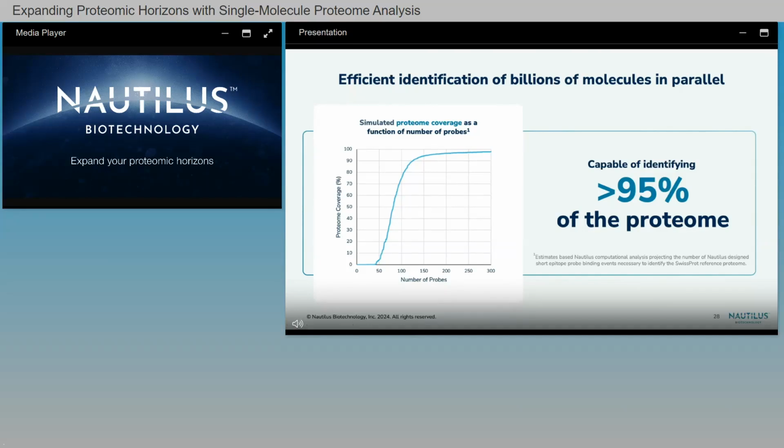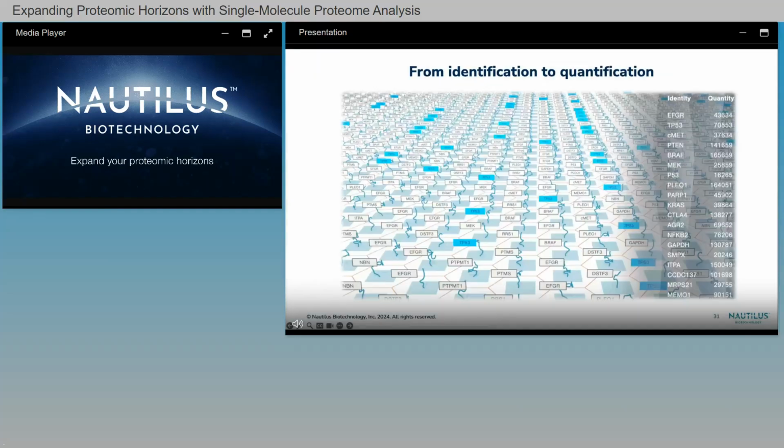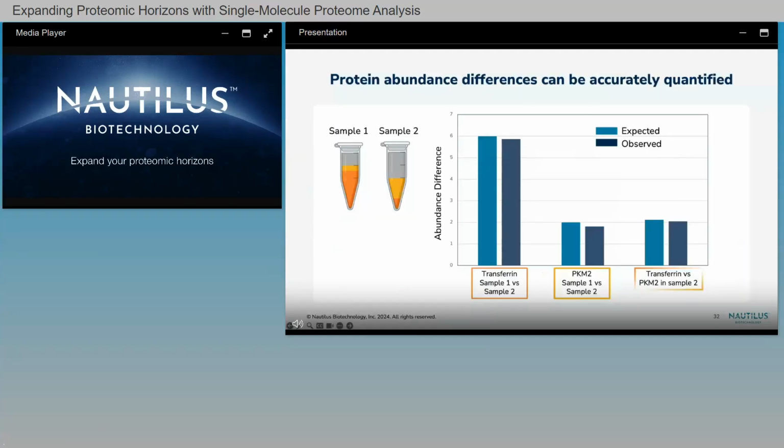Once proteins have been identified, the next step is quantification. And as I mentioned up front, this happens simply by counting. We can start with identifying each molecule on the array and assigning a confidence to each identification, and then essentially counting up each of those identifications to get a quantity of how much of each protein is present. A simple demonstration of this can be done with 2 samples that have our proteins, transferrin and PKM2, in a background, and then asking, are we able to recapitulate the quantitative differences between them?